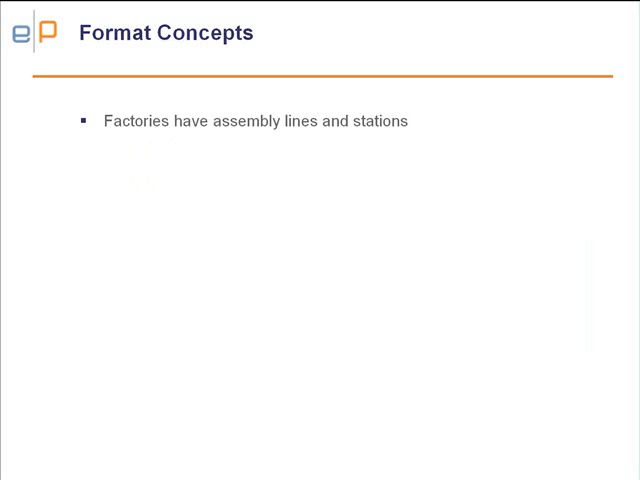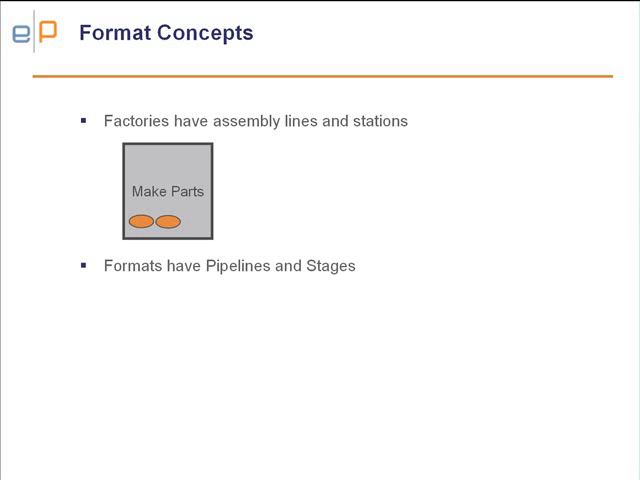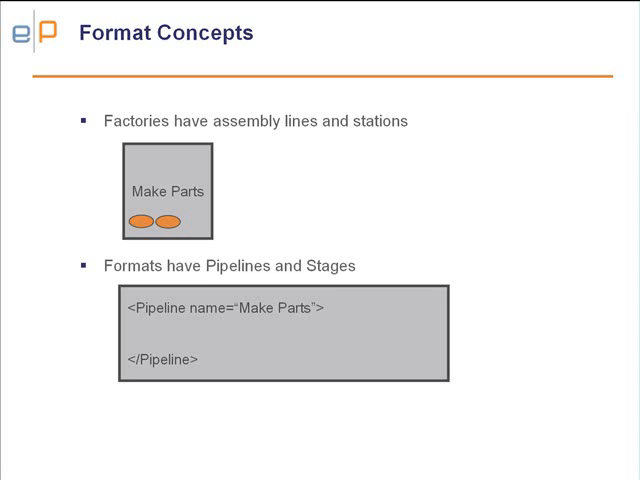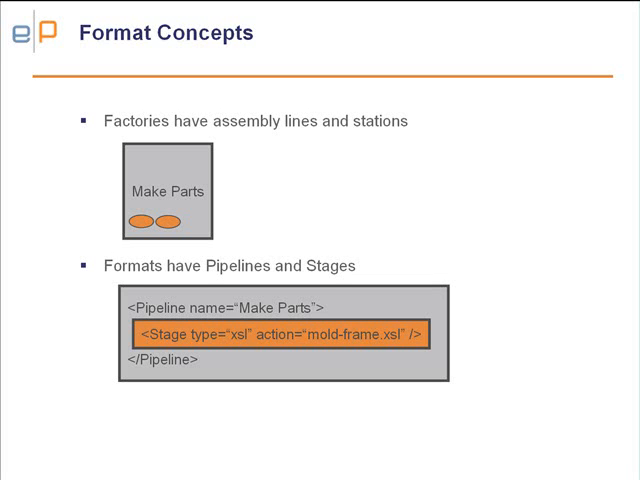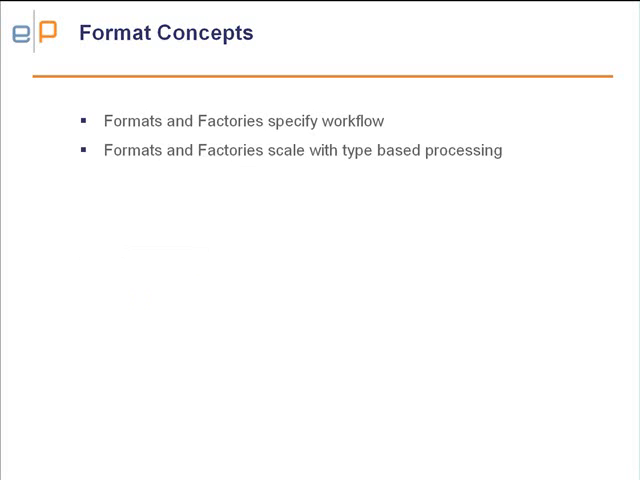So in ePublisher, if factories have assembly lines and stations, what would be the analogous entries in ePublisher? We refer to these as pipelines and stages. And so in a pipeline, you use some XML to identify, hey, this is what I want to build. And then inside that, use a little more XML to identify, hey, this is the stage. This is what I want to occur at this station. The workflow, again, you design at that high level.